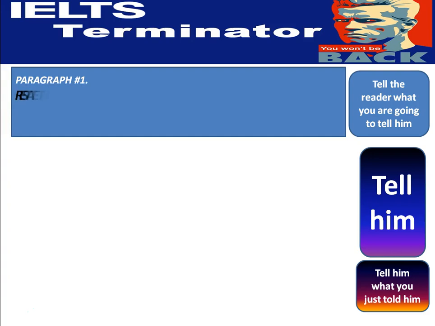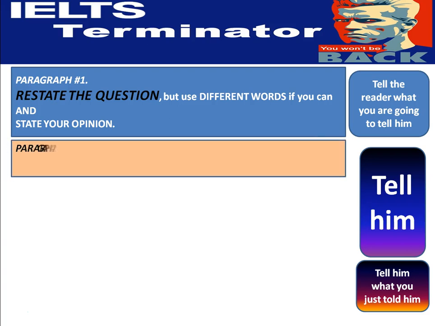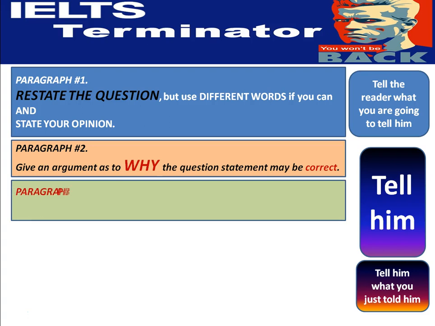Paragraph 1. You have to restate the question, but use different words if you can. And also, here you have to give an indication of your opinion. Then, in paragraph 2, you have to give an argument as to why the question statement may be correct. In paragraph 3, you then have to concede that the question statement may not be correct and why that could be so.